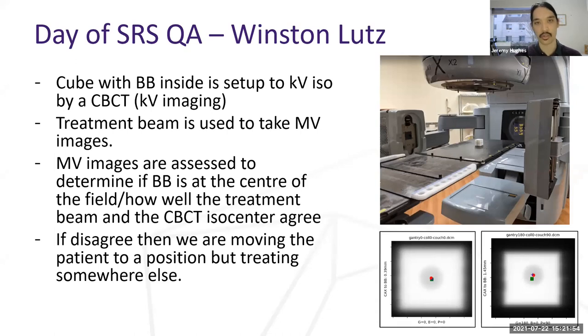This is basically called a Winston-Lutz test, and very basically, you set up your cube to KV isocenter, and then you check it against MV isocenter, which is your treatment beam, and they should agree. If they don't, then your imaging system isocenter coincidence is off, so you'll be moving them to a different location than when you're treating them.